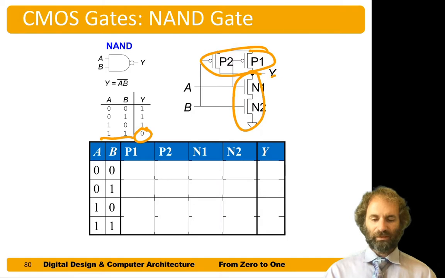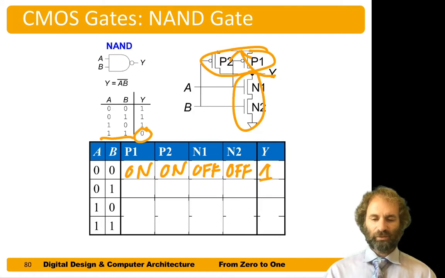So if A and B are both 0, both PMOS transistors are on, both NMOS are off, so there's no path from Y to ground through the NMOS. There's a path from Y to power through either PMOS. In fact, there are 2 paths through both of the parallel PMOS, so Y definitely becomes 1.